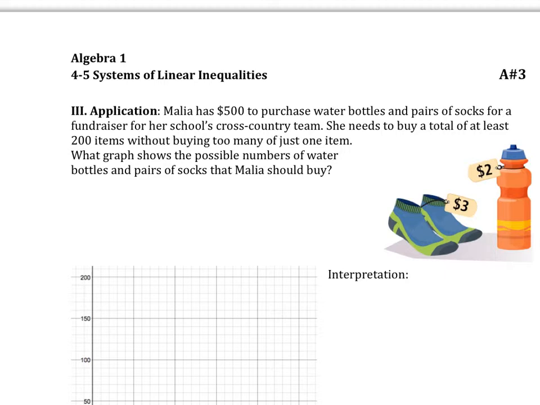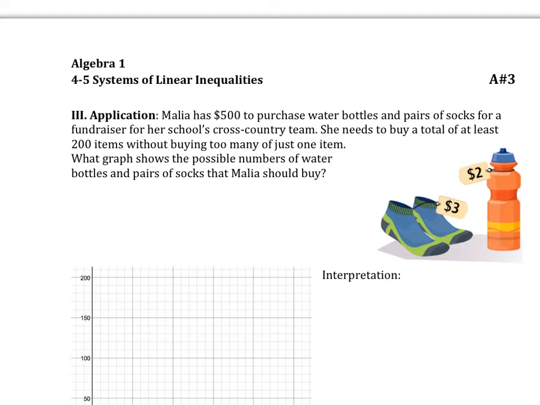So we've got to figure out what her constraints are. So notice we've got 2 units. We've got something talking about dollars. We've got $500 as a total. And we also have socks cost $3 and the water bottles cost $2.